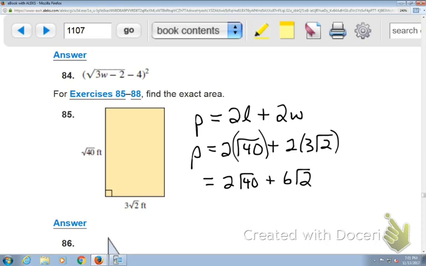How do we multiply square roots? Outside times outside, inside times inside. So 2 times square root of 40 is just 2 square root of 40. And 2 times 3 square root of 2 is 6 square root of 2. You guys agree? Am I done? What can I still do? You can break down 40. What does 40 break down into? 4 and 10. That one's pretty easy. Which is 2 and 2 and 2 and 5. You guys agree?